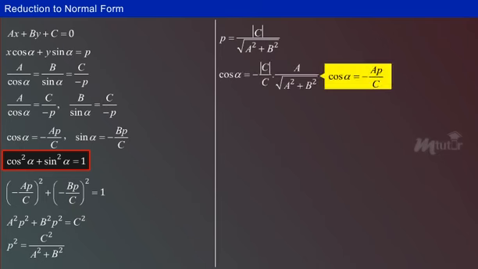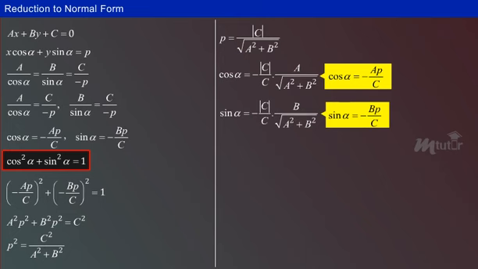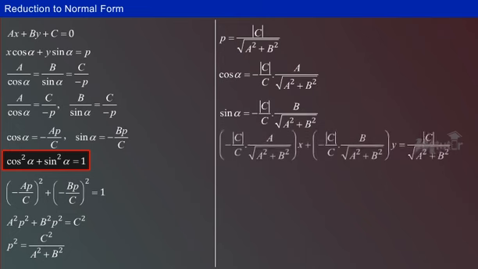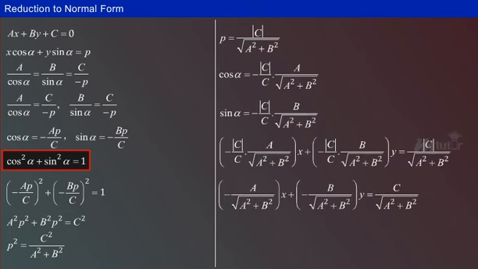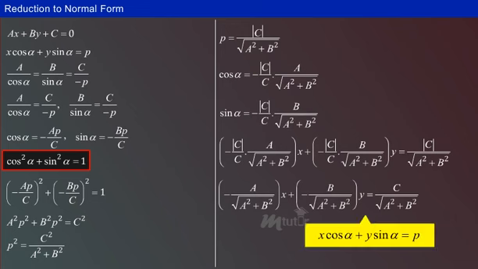Substituting the value of p in the cos and sin terms, we get the values of cos alpha and sin alpha. Now, on substituting the values of cos alpha, sin alpha and p in the equation of normal form and simplifying, we get the required reduction form.